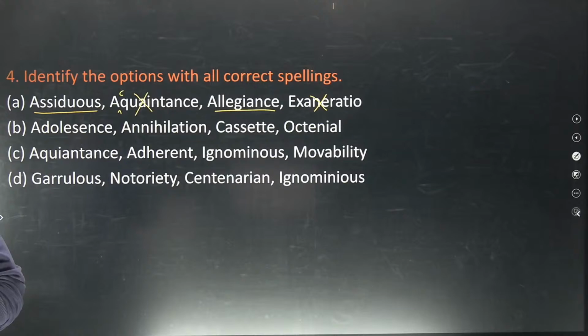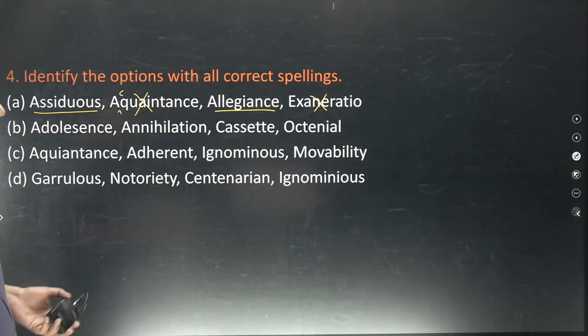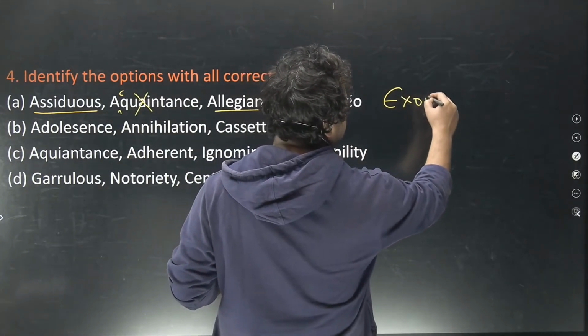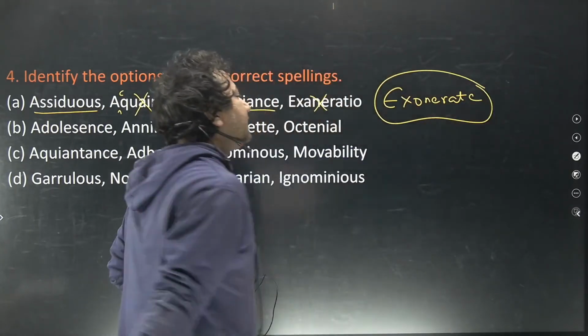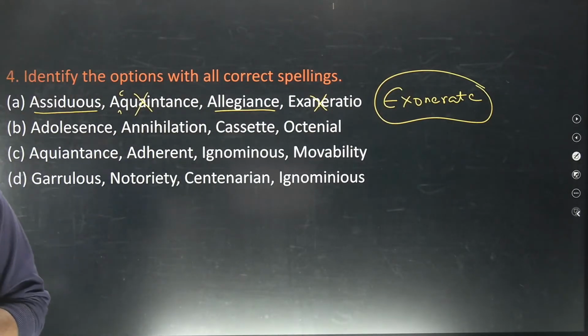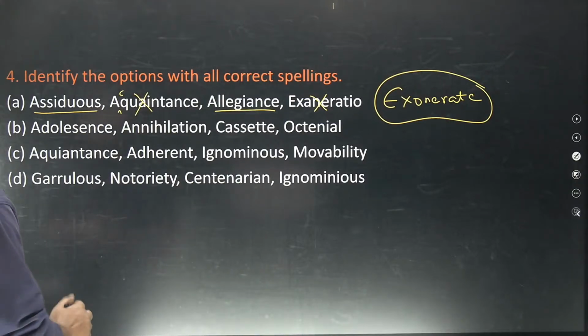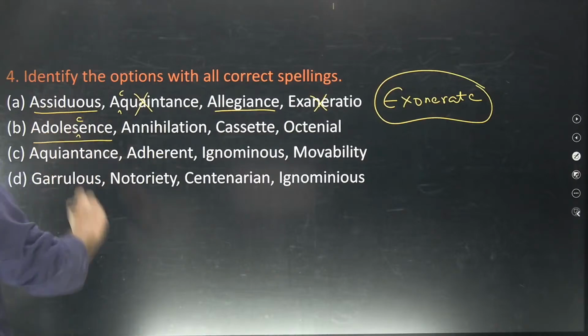Well, exoneration, what is that? Exoneration is to relieve someone of any obligation. I'll just write it. Exonerate is the act of exonerating, which means to relieve someone of a responsibility or some obligation. That is exoneration. All right. Adolescence. The spelling is wrong because there should be a C over here. Adolescence. What is adolescence?